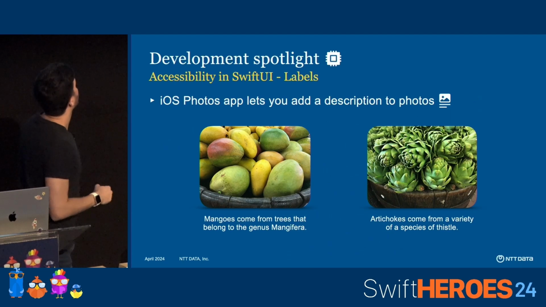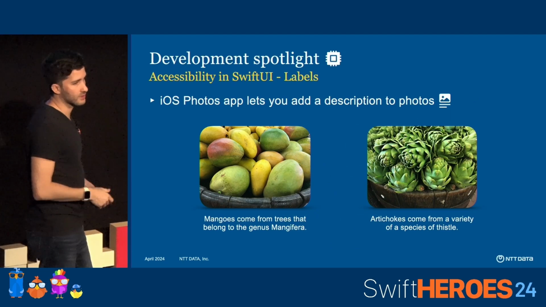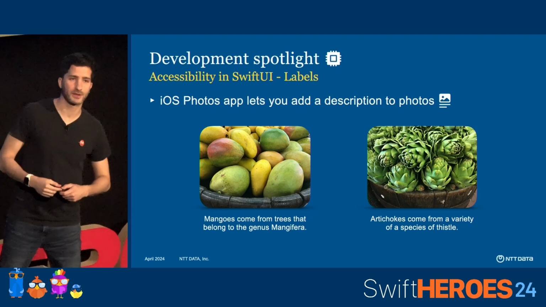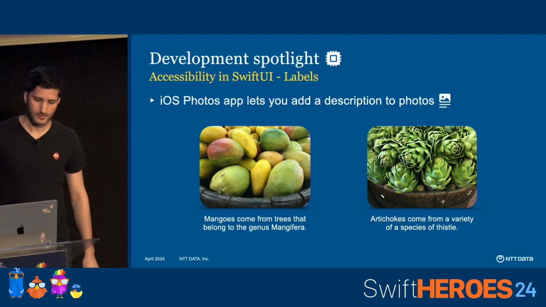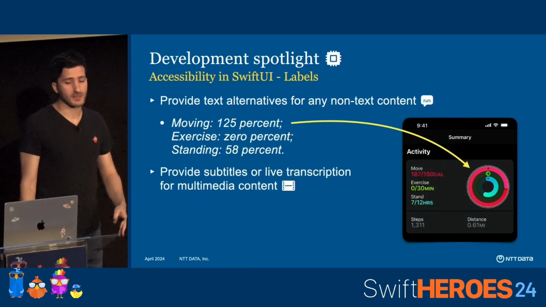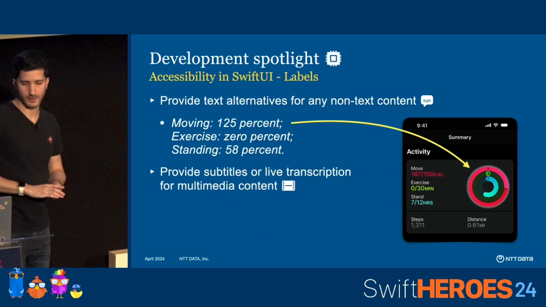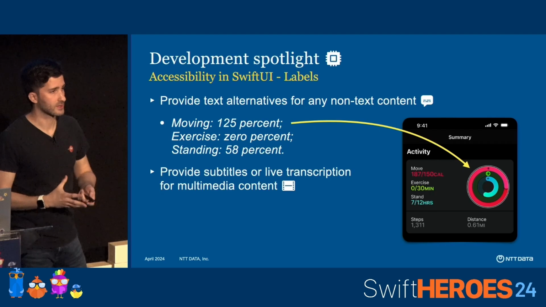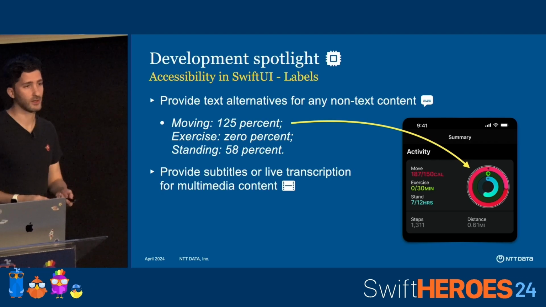A cool feature of the iOS Photos app is that it lets us add a description to photos, so even a blind user can enjoy them, for example, when we are sharing them via AirDrop. I think that's a nice feature. We should provide text alternatives for any non-text content, for example, that graph in this image. And we should, of course, provide subtitles and live transcriptions for all multimedia content like audio and videos inside our app.